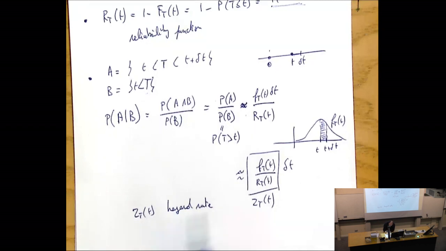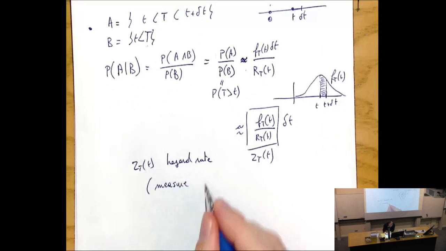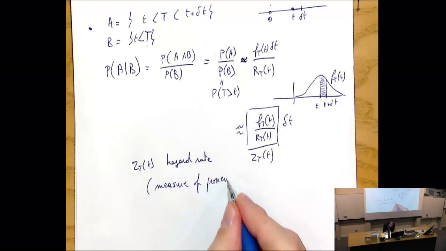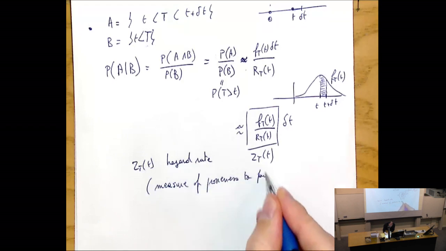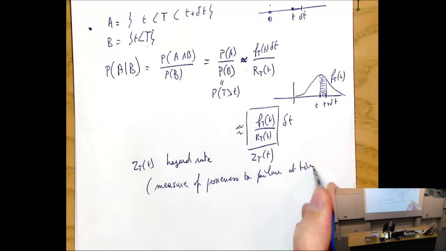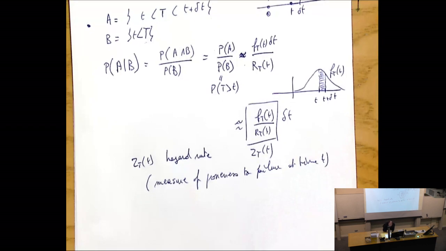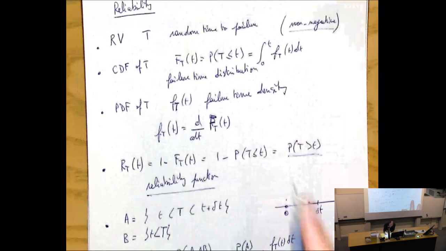And so this is the hazard rate, and it's a measure of proneness to failure at time t. If this quantity is increasing with time, it essentially means that the system will be more prone to failure as time advances. Good, so this is another important notion that you find if you play with reliability.